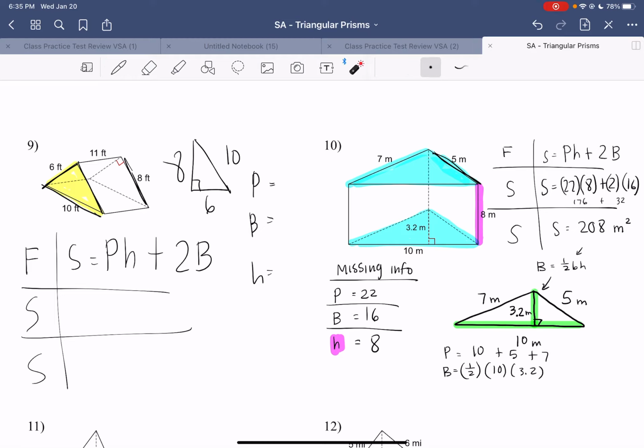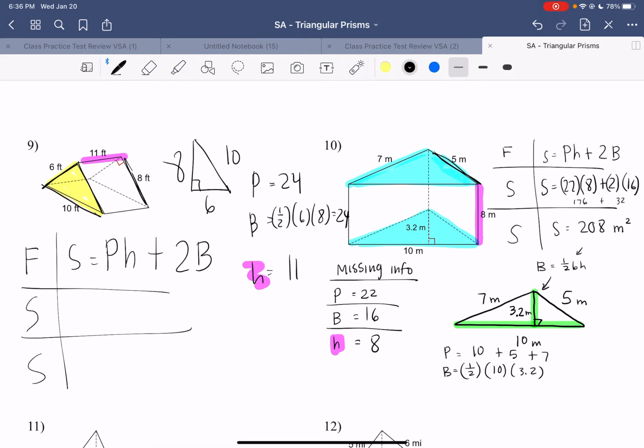So the perimeter, we add them all up. So this has been the same numbers. It's going to be 24. The area of the base is 1/2 times 6 times 8, which is also 24. And the thing that is changing is the height of the prism, which is 11. That's where that number is going to go.